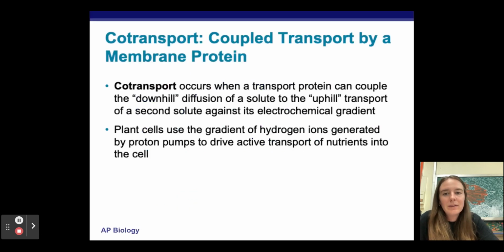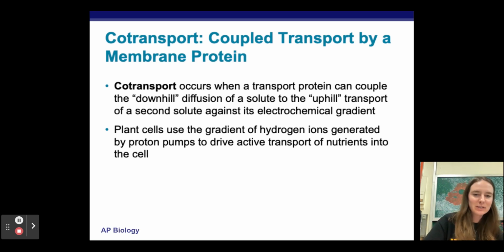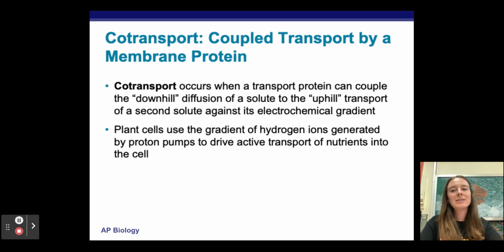Now, the last type of transport we're going to look at kind of combines a bunch of things together, and we call this co-transport. Co-transport occurs when a transport protein can couple the downhill diffusion of a solute to the uphill transport of a second solute against its electrochemical gradient. What this means is we're going to combine regular good old diffusion down a concentration gradient and the opposite. I'll show you an example in a second.